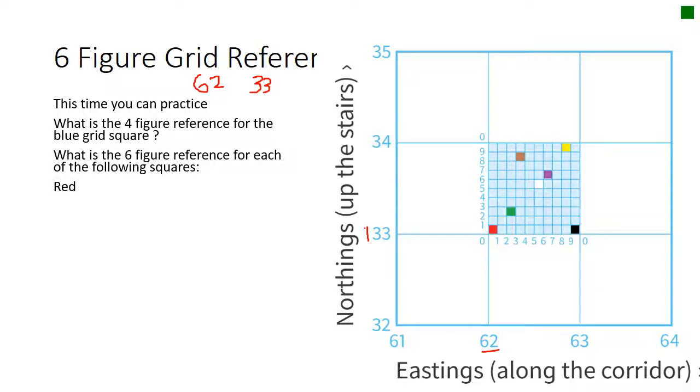So we're going to look at red first of all. Now you see red is right in the corner. So red is actually touching 0 for both. So red would be then 6-2, and then because it's touching 0, it's 0, and 3-3, and again because it's touching 0, 0. The next one will be green, so we'll choose green pen here and go across. So green goes across to 2, and goes up again to 2, so it'll be 622, 332.